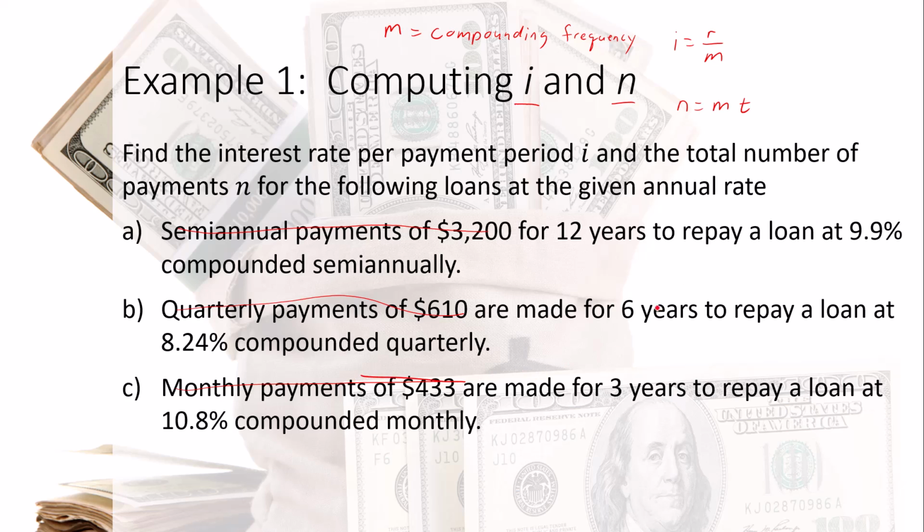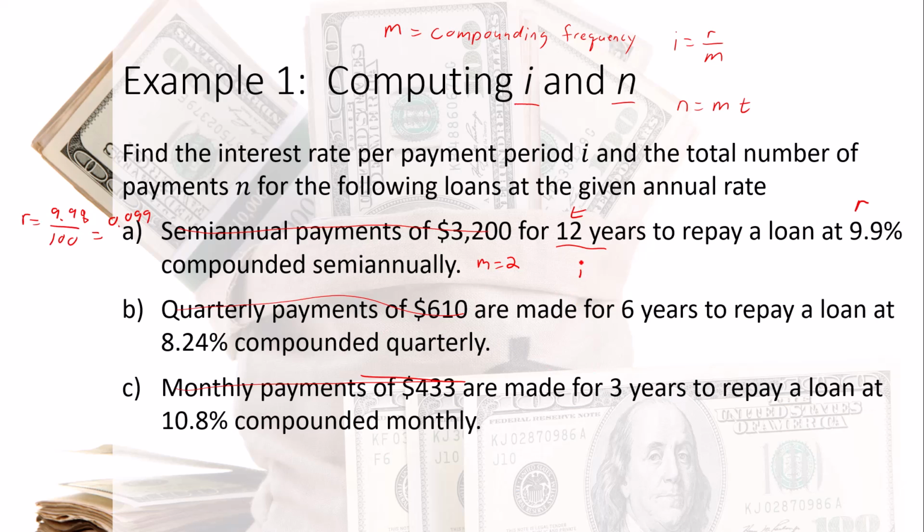Okay, so for the first problem, we have a loan for 12 years, that's T, at 9.9% interest, that is R, the annual interest rate, and we're compounding semi-annually, which implies that M is equal to 2. Now recall that we cannot work with R as a percentage. We need to write that as a decimal, and that would be 9.9% divided by 100. So the decimal version of R would be 0.099. And with that, we can figure out what I is.